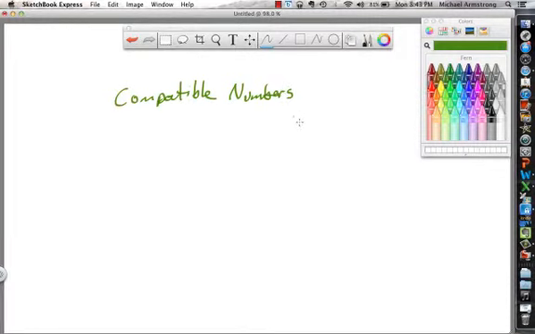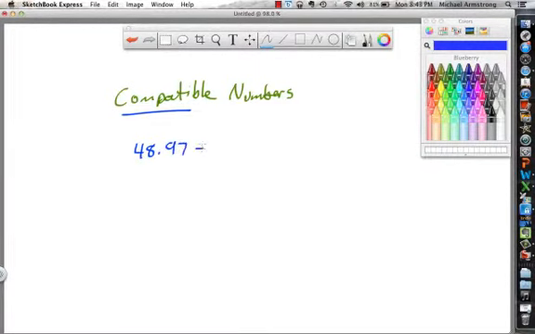And they are compatible because they go together. And that's probably the best way to describe them. They go together, they are compatible. Now these are almost the same numbers as the ones we just did, but they don't work as well.